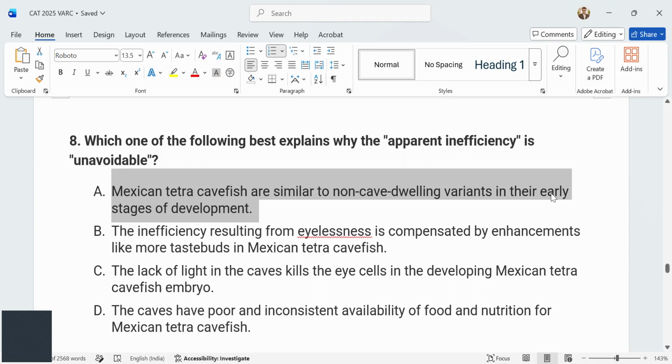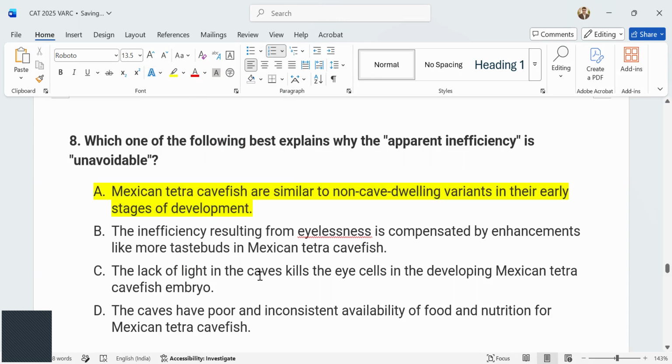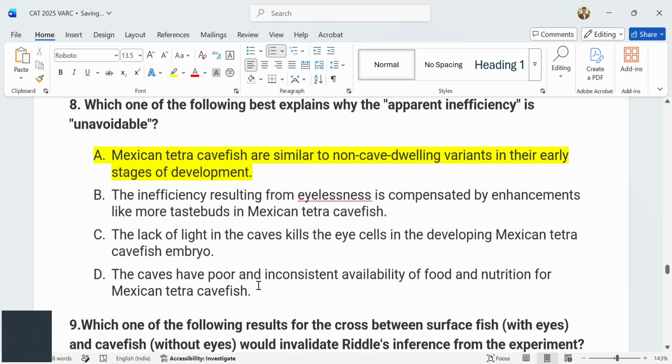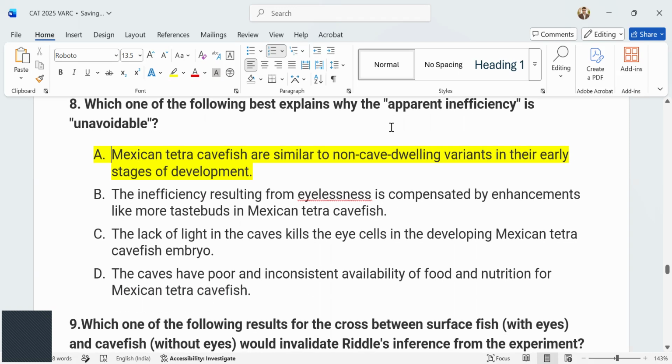So it is talking about early stages of development. So I think this option is correct, right? All other options are not right, talking about either apparent inefficiency or the unavoidable nature of it, right? So this one is correct. Both the fishes have eyes in the initial stage, but in a few hours they lose them.